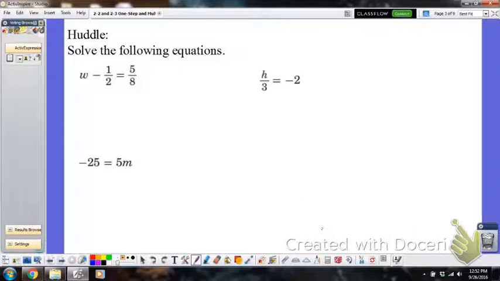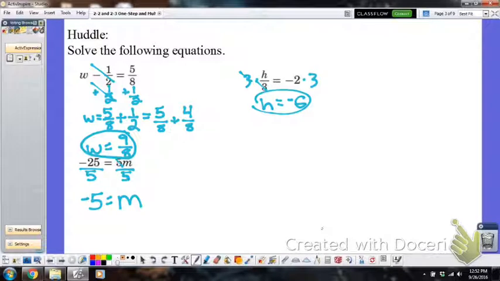So go ahead, work on the huddle, pause this video, work through each of the problems. When you're ready for the solutions, unpause the video. So here are the solutions. The first one, the solution is W equals 9 over 8. The second one is H equals negative 6. And the third, M is equal to negative 5.